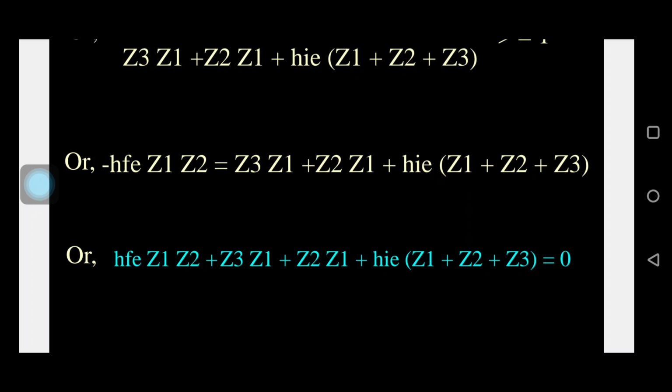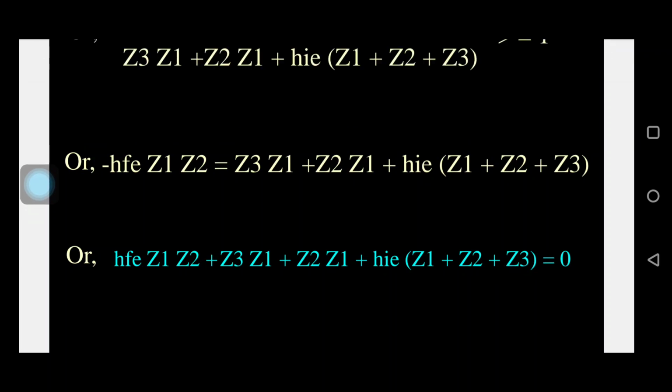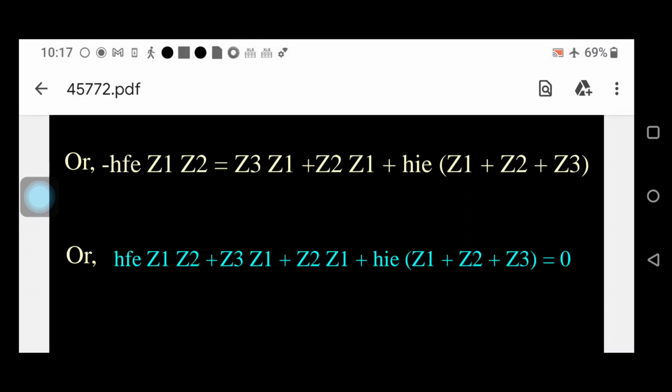For Colpitts oscillator we have two capacitors plus one inductor. For Clapp oscillator we have three capacitors with one inductor. So this is the very important equation for deriving the frequency of oscillation for the LC kind of oscillators.